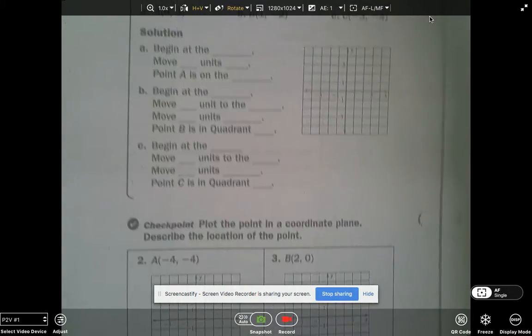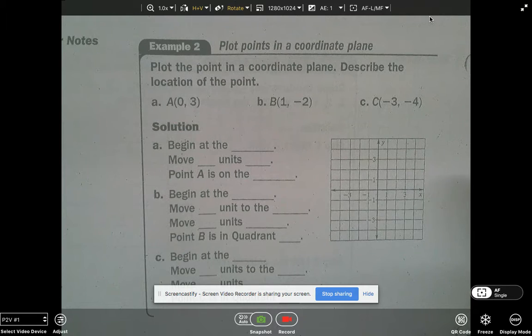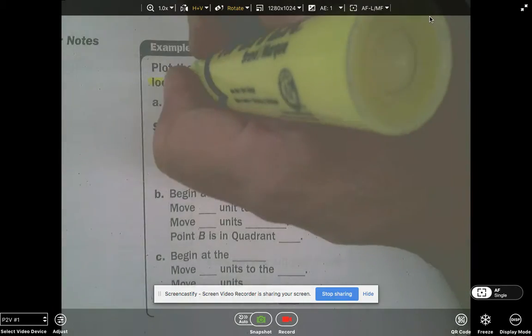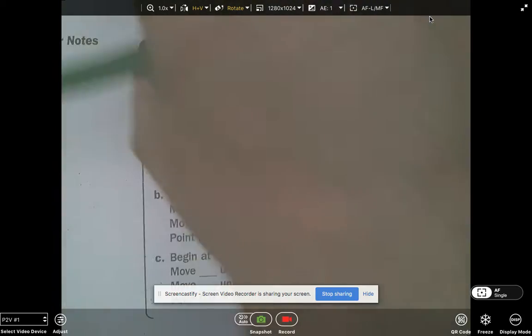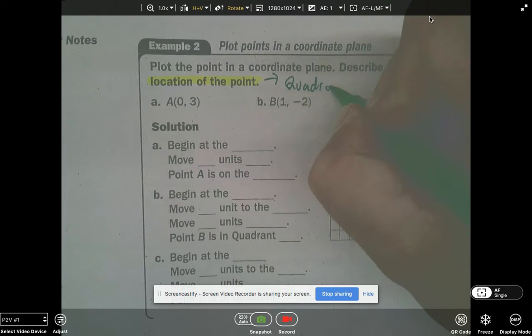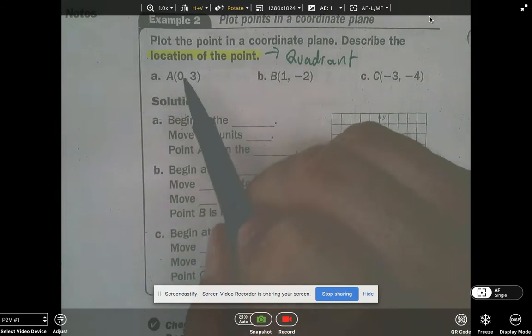All right, example 2. So now we're going to actually plot coordinates on the plane, and then describe the location. So when we describe the location, what I want you to do is talk to me about which quadrant it's in. So that's going to come up on your first quiz. You're going to have to know, all right, I can plot a point and I can tell you which quadrant it's in. All right, so the first one is coordinate A.